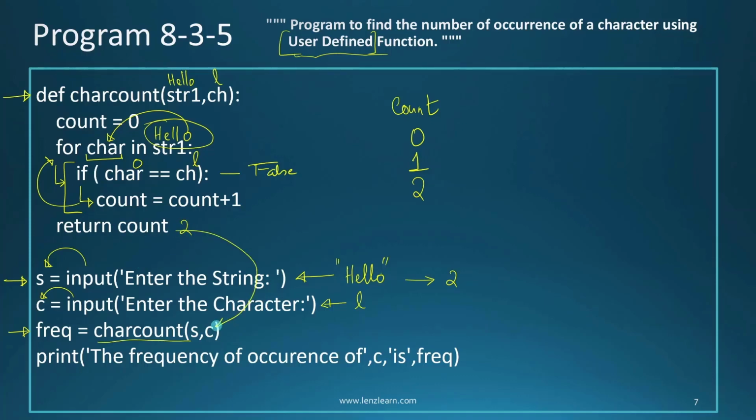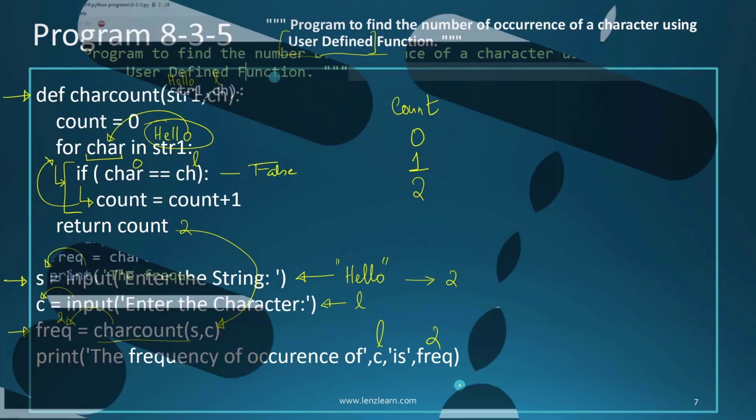The control will come back to the function call. The value 2 will be loaded into the variable freq. It stands for frequency: how many times L was available inside hello. That is a frequency, right? Value 2 will be loaded into the variable freq, and then I will print that the frequency of occurrence of C, that is the character L, is 2. So that will be the output.